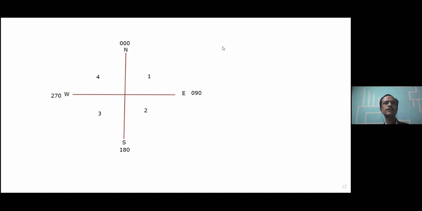Come back means just opposite. You are going like this 040, you want to come back opposite. Opposite means just by 180 degrees you turn. So 40 plus 180 is 220, right? Now your heading is 220. Yes, sir. Now your heading is 220, third quadrant.